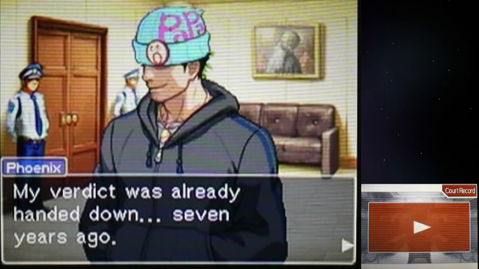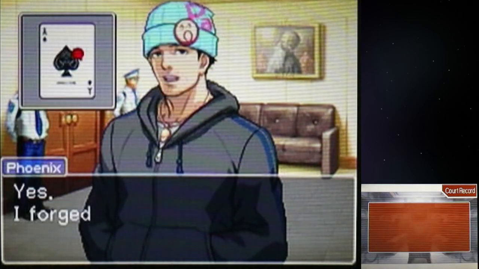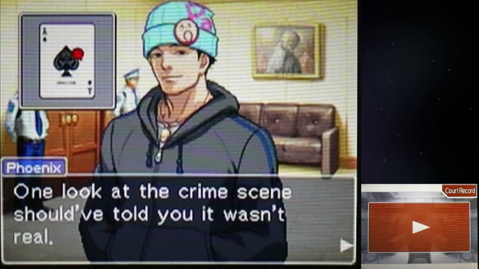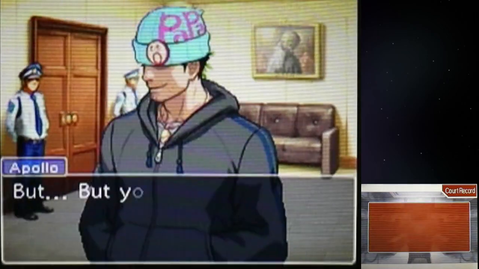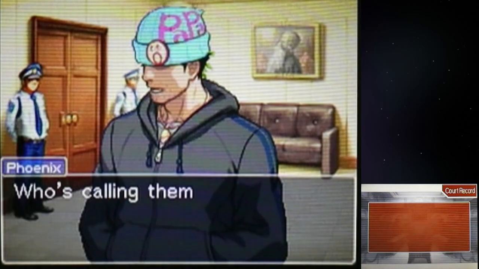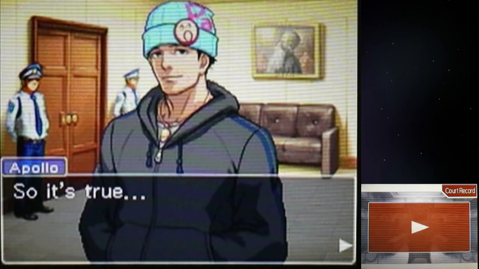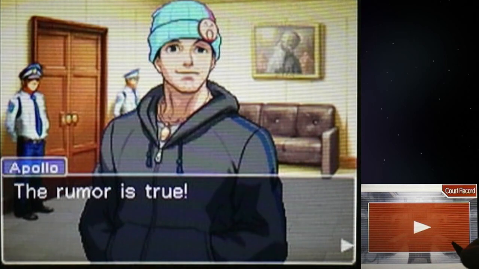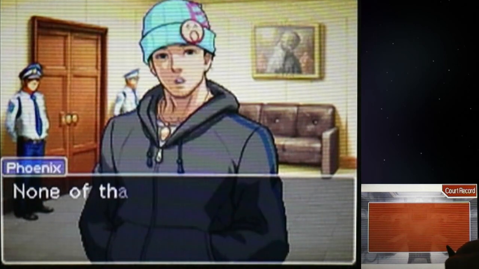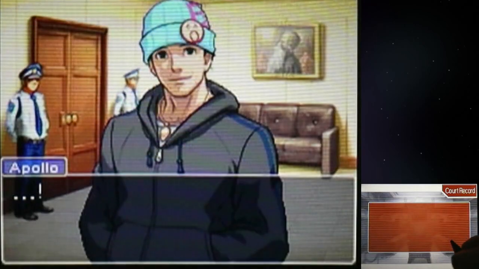My verdict was already handed down 7 years ago. Then, you really... Yes, I forged this card. One look at the crime scene should have told you it wasn't real. But you can't do something like that and call yourself an attorney. Who's calling themselves an attorney, Apollo? So it's true. The rumor is true. 7 years ago. None of that matters much now, does it?